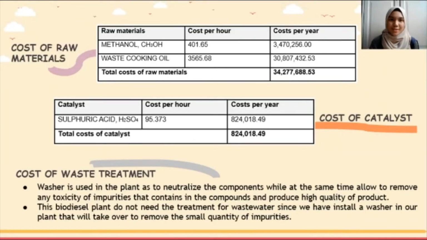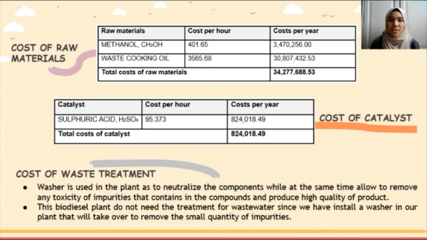Now for the cost of raw materials. We have raw materials such as methanol and waste cooking oil. So the cost per year for the raw material we obtain is 34,277,688 ringgit 53 cents. For the cost of catalyst, we have a catalyst such as sulfuric acid, and the cost per year is 824,018 ringgit 49 cents.